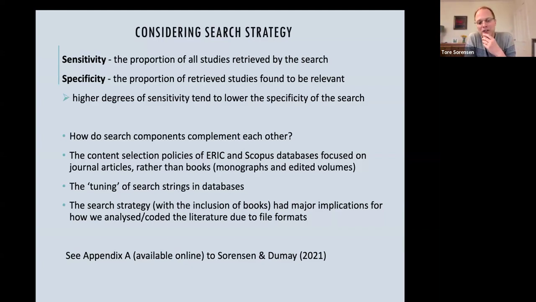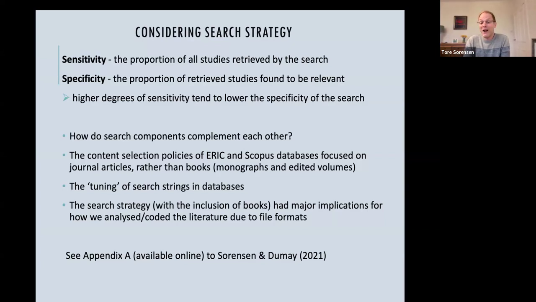In the appendix to our article, Appendix A, which is available online, as I mentioned earlier, you will see some detail about the search strings that we designed by trial and error in the ERIC and Scopus databases. And again, the search strategy had multiple implications for the way that we analyzed the literature, because we were interested also in books, which are often not privileged in electronic databases, but we knew that there were important books in the field. We wanted to include them, but we didn't have them in a file that could be read digitally.